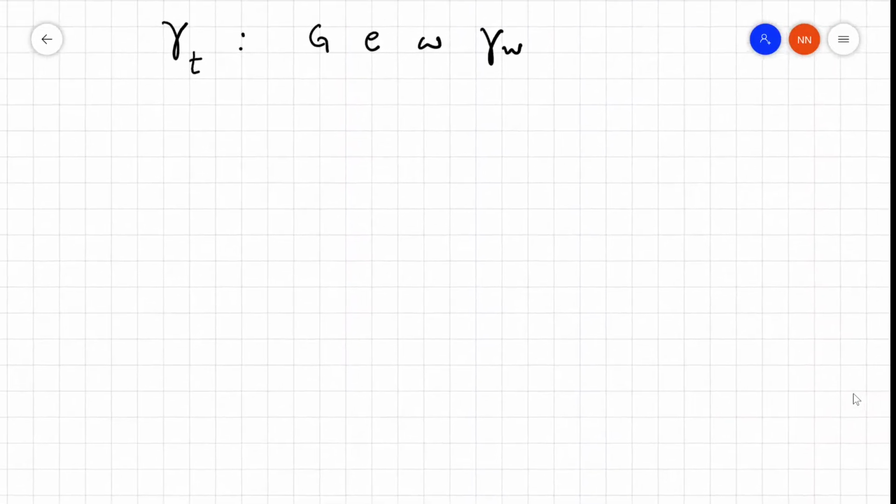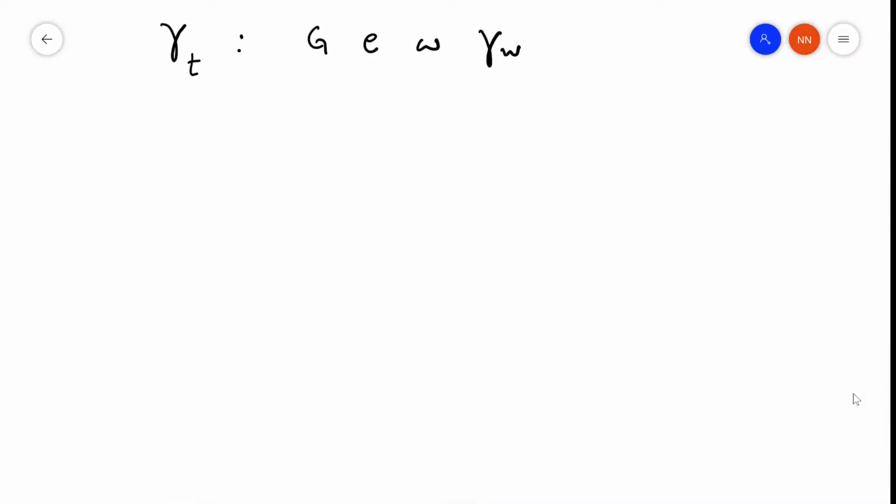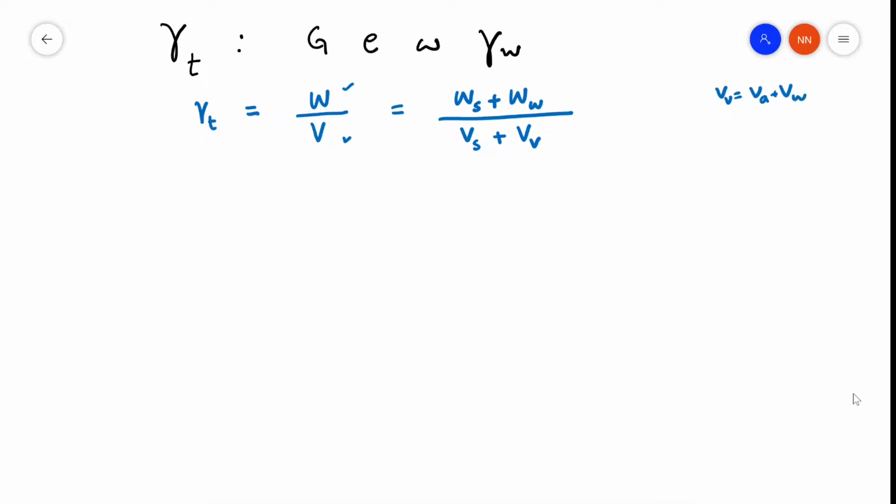Very important relationship which we are considering. If you remember, the total unit weight of soil is defined as the weight over volume. This is the total weight and this is the total volume. So what is the total weight of soil? It is the sum of weight of solids and water, and in the denominator we will have volume of solids and volume of voids. These volume of voids, we know, is volume of air plus volume of water.